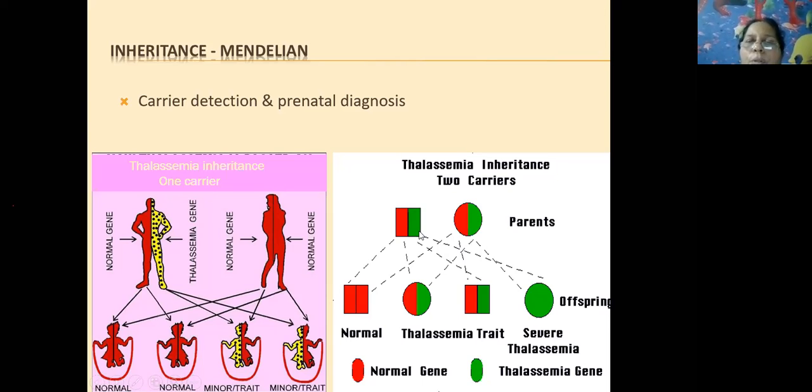So detection of these people in fetal life, I told you in sickle cell anemia itself: amniocentesis, chorionic villus biopsy, umbilical cord blood testing, and you give the option to the parents. Your child is going to be like this. Do you want it or not? Counseling. That is very, very important.